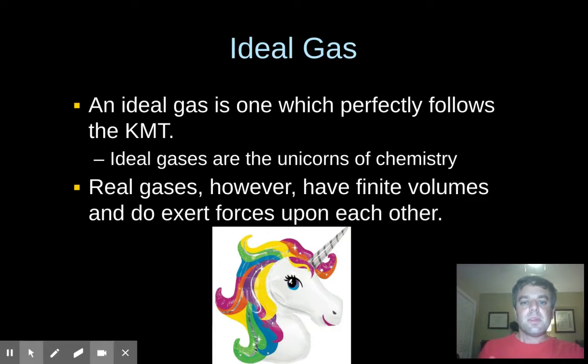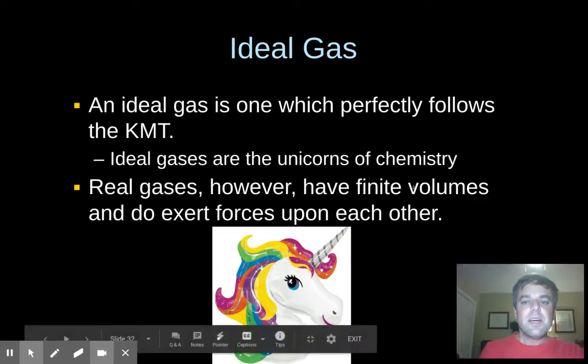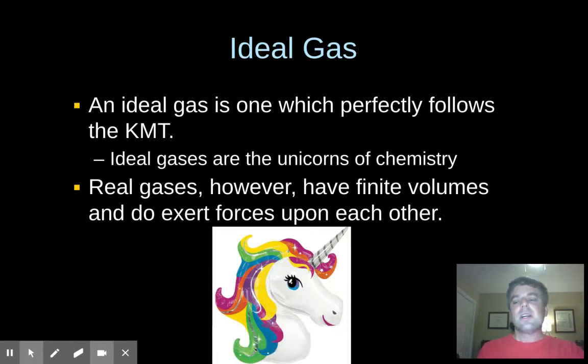All right. Because real gases, they do have finite volumes. They do exert forces upon each other. So when we start doing our mathematical modeling, it's not going to be perfect for gases that are real gases. And we'll talk about how those deviations come into play in tomorrow's lesson.